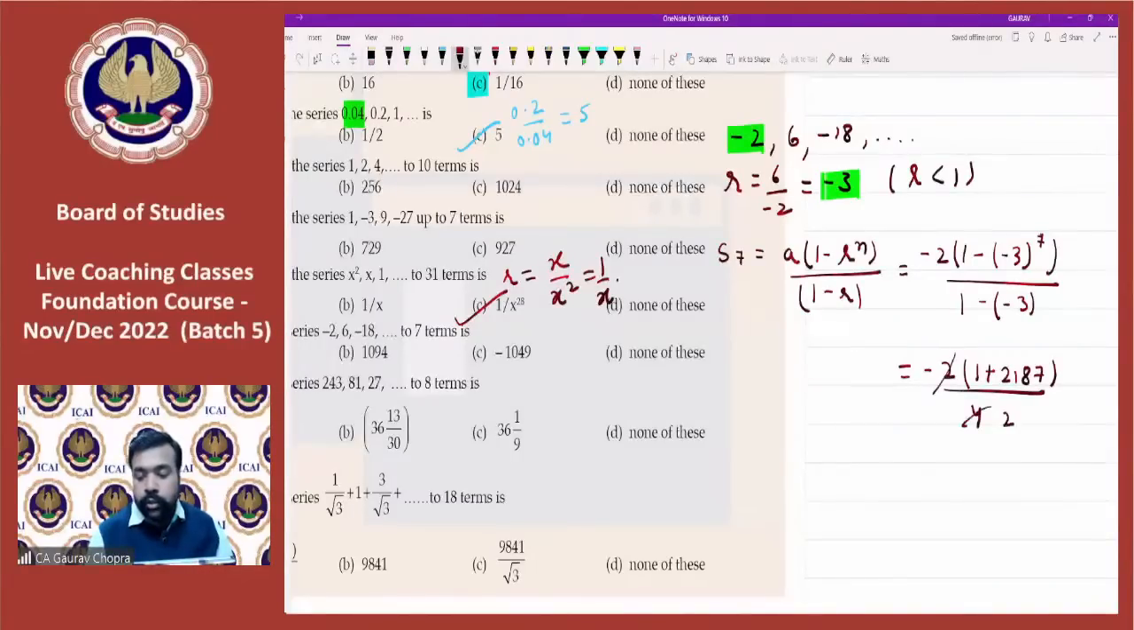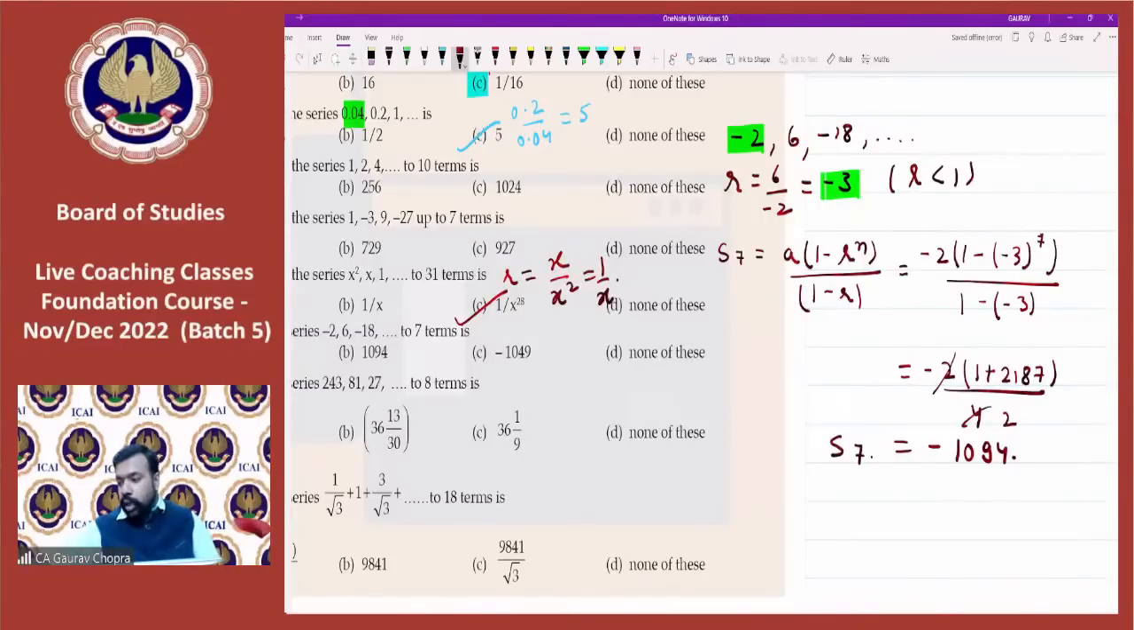So what is the final answer? Plus 1 divided by 2, it is negative 1094. So negative 1094 is the sum of first 7 terms of geometric progression. Okay.